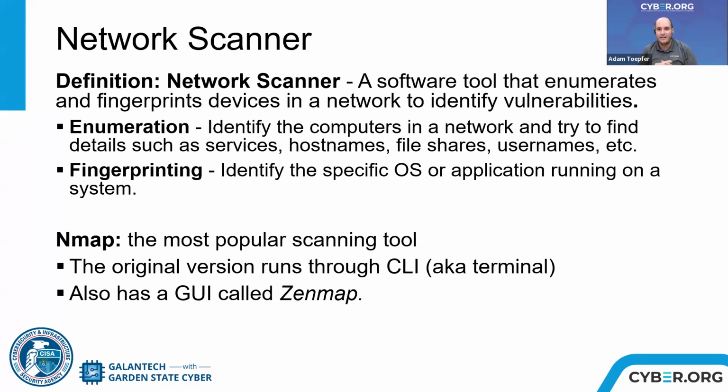Enumeration is identifying computers on a network and trying to find details such as their services, their file shares, their usernames, things like that. And like I said about usernames earlier, that's going to come in really handy later whenever we learn how to hack into a computer. Well, hack's not the right word, but when we learn how to access a computer. Fingerprinting is identifying a specific OS.